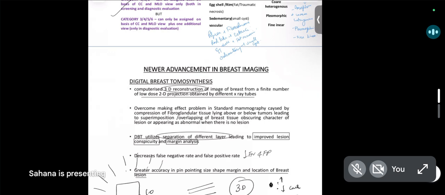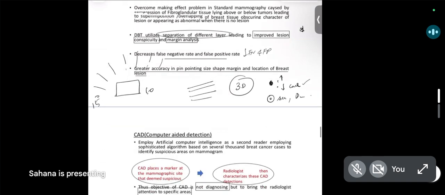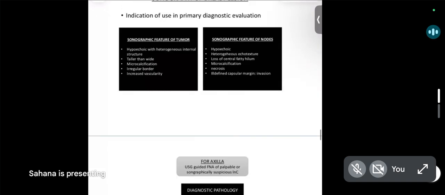Here they say the radiation dose is twice that of screen film or digital mammography, but it is less than the safe limit of radiation exposure. So it is still recommended. Here you will decrease the false negative or false positive results. But addition of digital tomosynthesis to your digital mammography does not alter your re-excision rates. That's what they say. Computer aided detection is not of much importance.